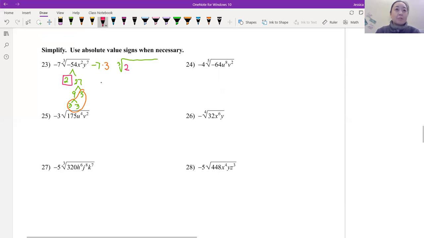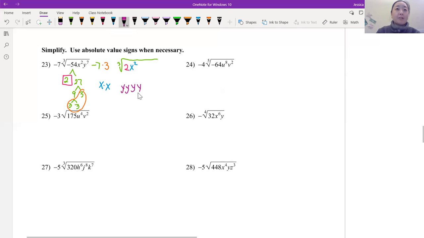All right, now I'm going to look at the x's. Well, I have 2 x's, right? So it's x times x. And I know for sure I can't get a group of 3 with this. So this is a perfect square. If this was a square root, I could take it out, but it's not. It's a cube root. So we're looking for perfect cubes, which we don't have. So it's just x squared. So this stays inside.